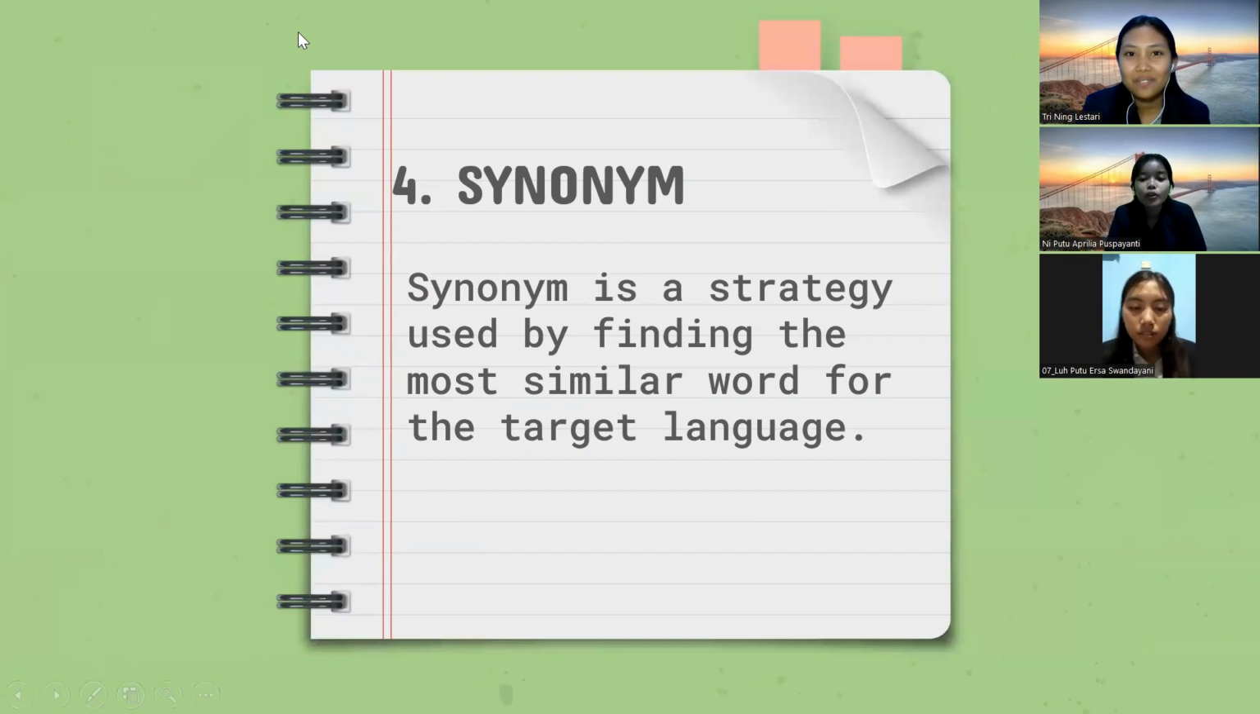Now I will explain to you about the types of translation techniques. Number 4 is synonym. As you can see on the slide, synonym is a strategy used by finding the most similar word for the target language. English words have similarities to other words that have different meanings. Synonyms do not reduce the full meaning. They just adjust to the context of the word that accompanies it in the sentence.